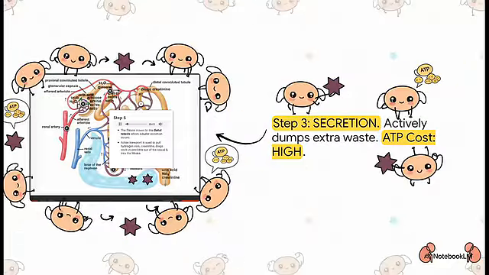And finally, there's secretion. You can think of this as the last quality control check. The cells of the nephron spend even more ATP to actively hunt down any leftover waste products in the blood and forcefully dump them into the urine. It's another energy-intensive process to make sure your blood is as clean as it can be.